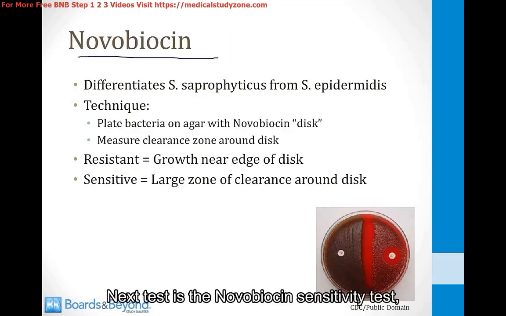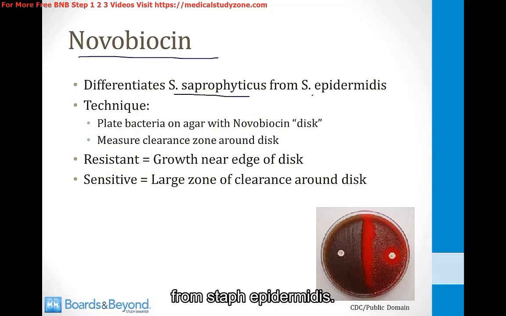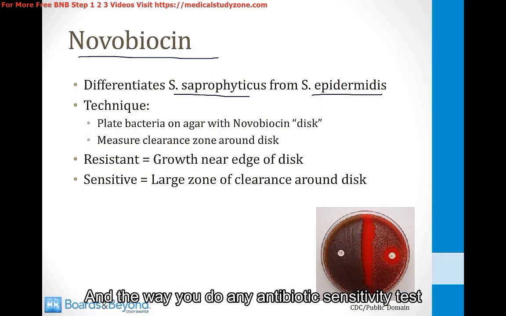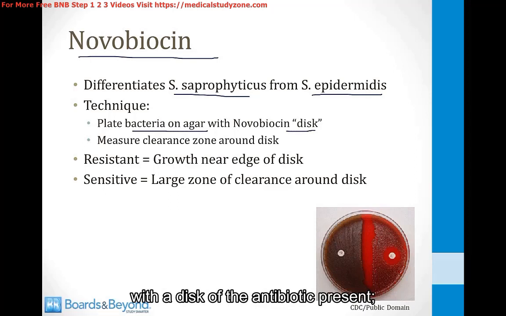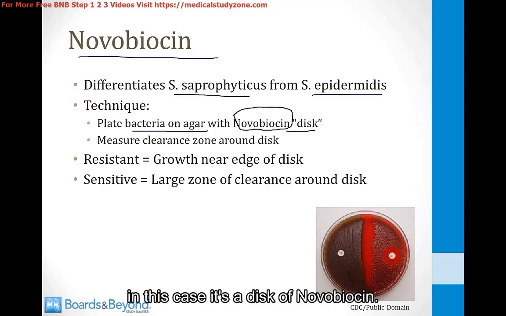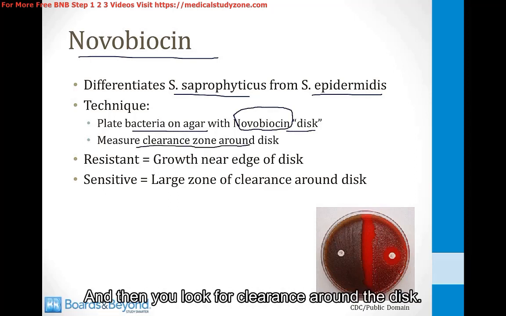Next test is the novobiocin sensitivity test, and this differentiates Staph saprophyticus from Staph epidermidis. And the way you do any antibiotic sensitivity test for bacteria is you plate the bacteria on agar with a disc of the antibiotic present. In this case, it's a disc of novobiocin, and then you look for clearance around the disc.